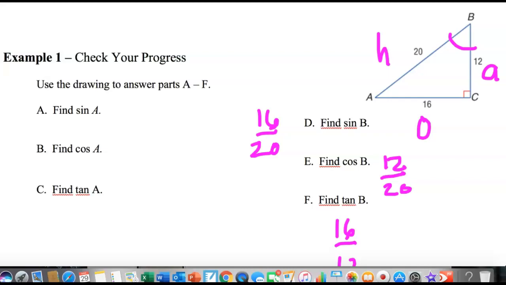So we're looking at 8 for day 1 homework, and then next week we'll be working on using this with our special triangles that we learned about in 8.3.